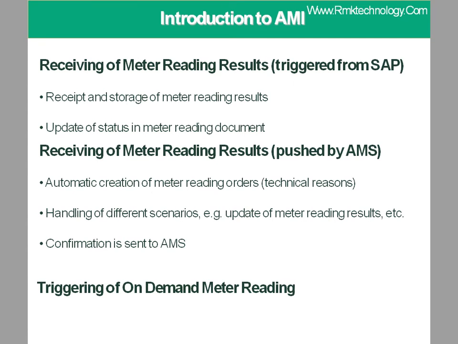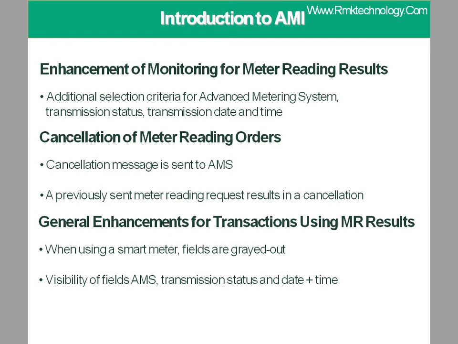When triggered from SAP, the meter reading result is stored and the status of the meter reading document is updated. When pushed from AMS, a meter reading order is created and confirmation is sent to AMS. Also, on-demand reading can be triggered from SAP. There are a few other changes in meter reading screens, mainly in the below areas: enhancement of monitoring for meter reading results, cancellation of meter reading orders, and general enhancements for transactions using MR results.